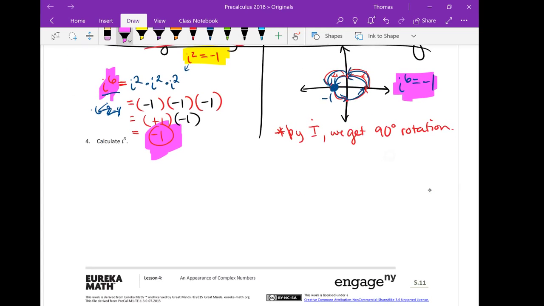So take a couple minutes, try out i to the 5th, see how we could use this process, and then we will come back for one last video to close out and wrap up our thoughts on this lesson.